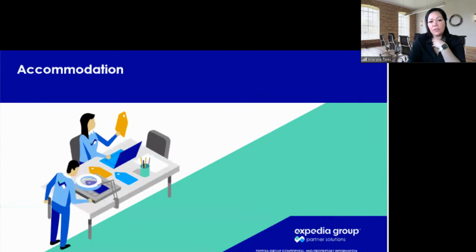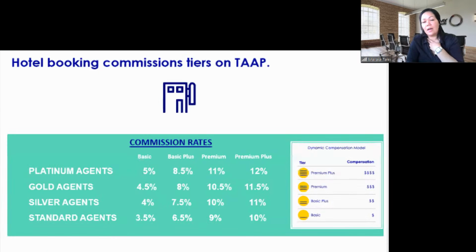Now, moving on to accommodations, hotel booking commissions, levels, and how to book them in TAAP. We'll run through the commission levels. Unlike giving a flat compensation percentage for all property bookings, what Expedia TAAP offers is closer to a revenue sharing model called our dynamic compensation or dynamic commissions.